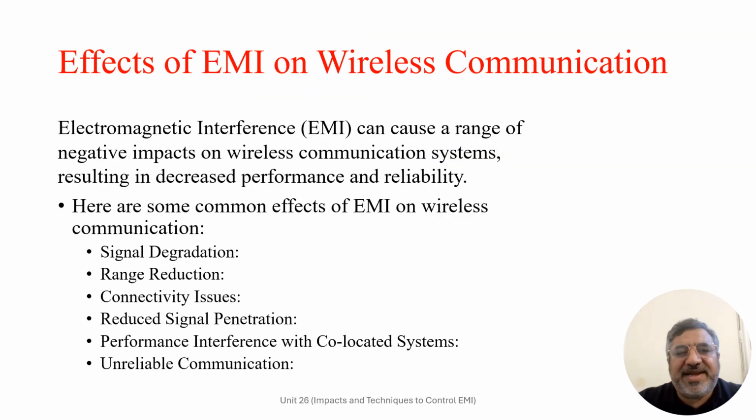Electromagnetic interference can have various effects on wireless communication systems, which ultimately lead to degraded performance and reduced reliability of wireless communication. Here are some common effects of EMI on wireless systems. The most important is signal degradation. EMI can cause signal degradation in wireless communication systems. The interference can introduce electromagnetic noise, distort the signal waveform, and reduce the signal to noise ratio.